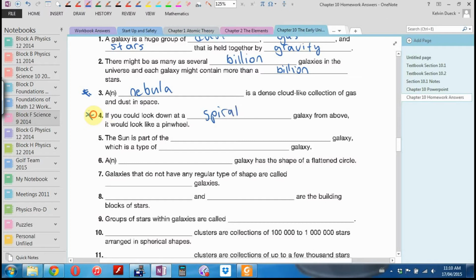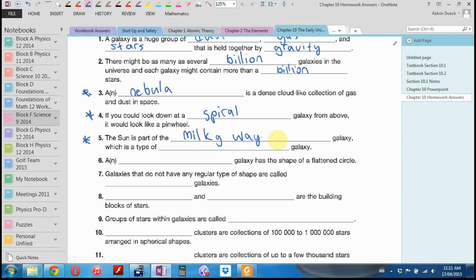You need to know what a spiral galaxy looks like, so I'll put a star next to there. You need to know what we are a part of. The sun is a part of which galaxy? The Milky Way galaxy. And what type of galaxy is the Milky Way galaxy? The one that has cereal and milk? Sadly, no. I figured that out. Help me out. What do we got? Spiral.